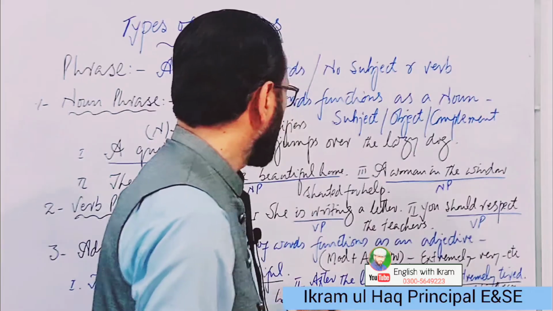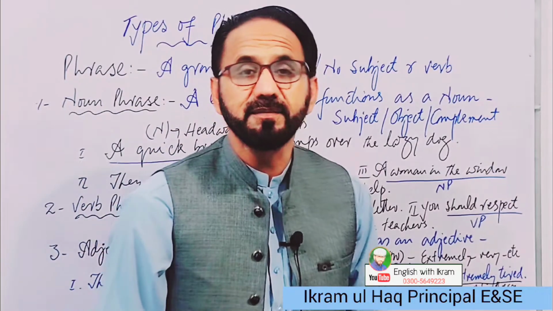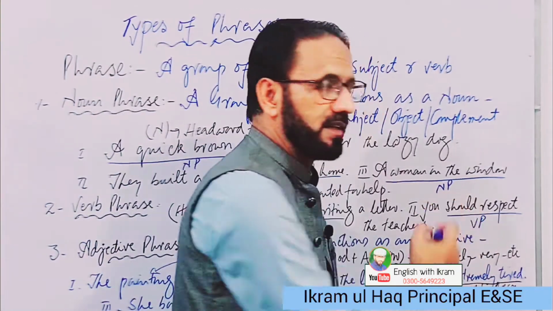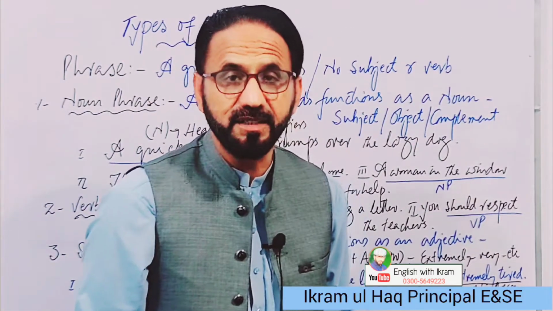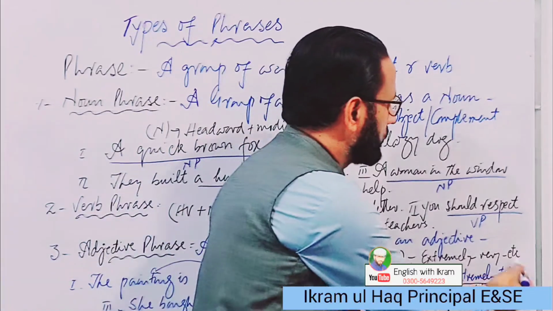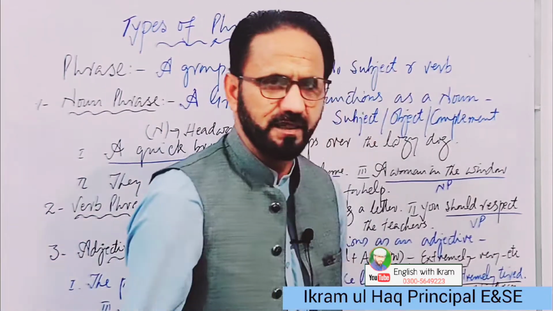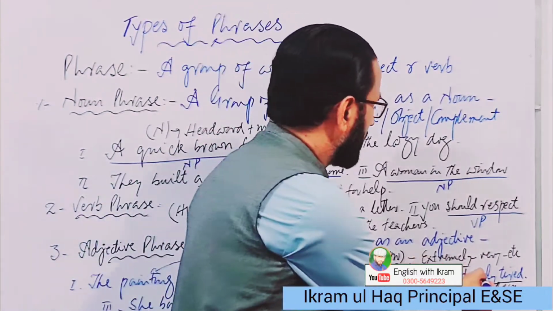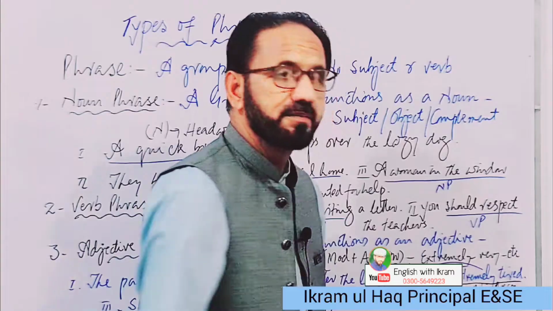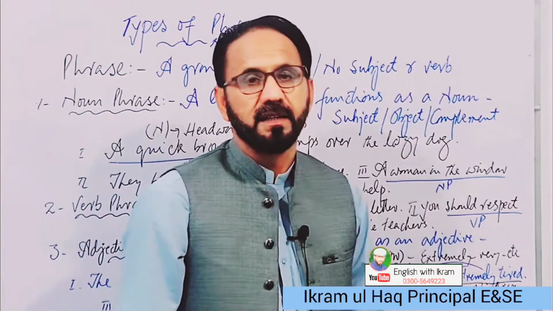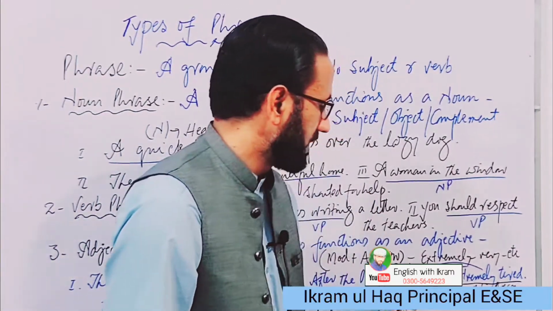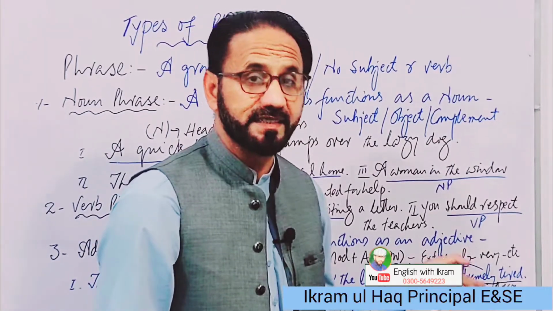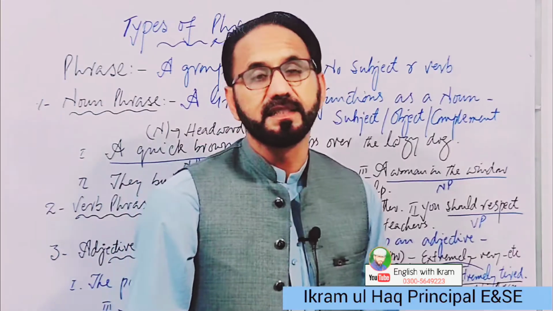One more example. After the walk, she is extremely tired. Here in this particular sentence, extremely tired is a group of words, extremely being an adverb modifier and tired an adjective. So who is tired? She. She is a pronoun. Again the same function: it's modifying a noun, functioning as an adjective. So this group of words is an adjective phrase.